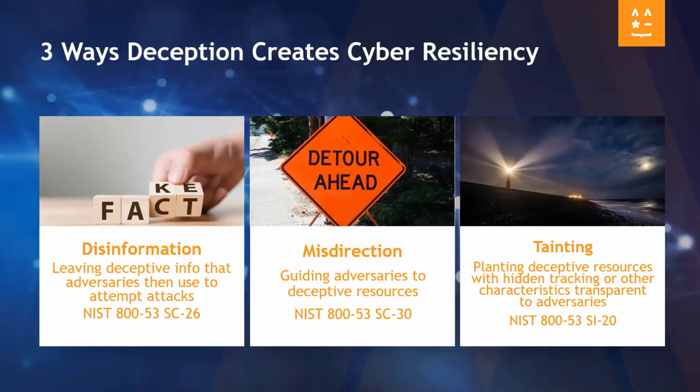Misdirection is really covered in the SC 30 control, concealment and misdirection, and this does call for creating deceptive networks that mimic actual aspects of the organizational systems. And finally, tainting in SI 20 calls for having capability to identify that data has been exfiltrated or data has been improperly removed from the systems. The detection of that is the aspect of that control we're focused on.